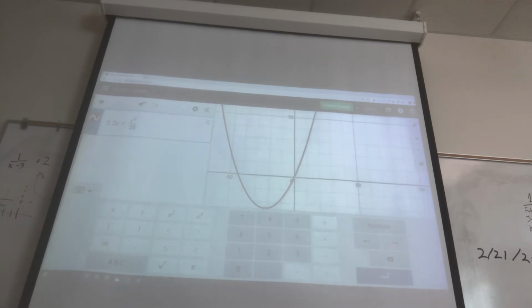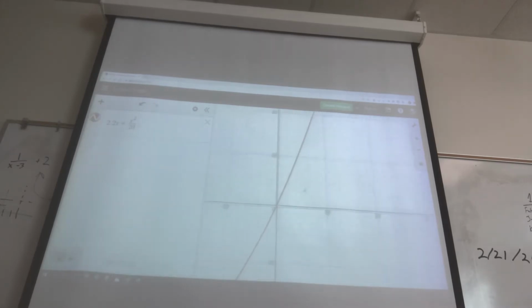If I zoom out far enough, I can see how it loops down. But the only thing that's going to make sense here is the positive. It's not like you can really go negative miles an hour. You can drive in reverse, but you still have a positive speed, not a negative speed. So this front part here is the only part that's really going to matter.